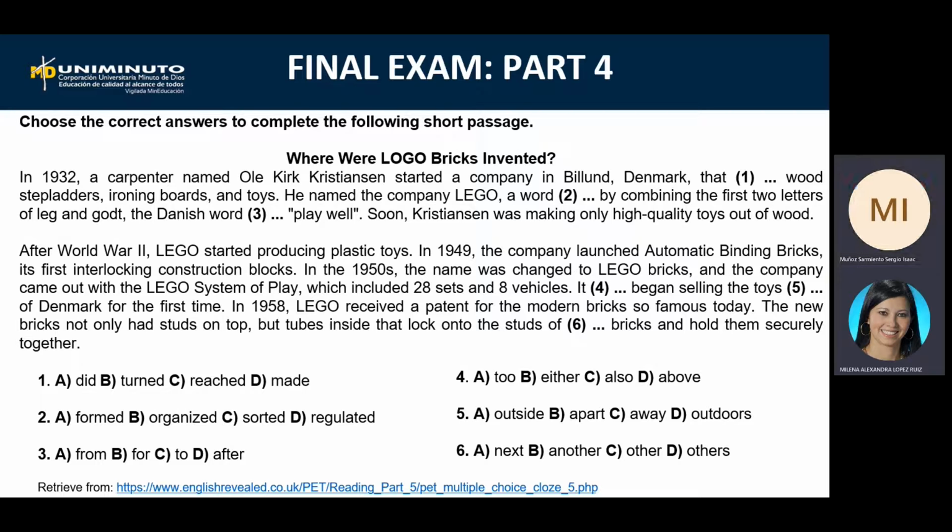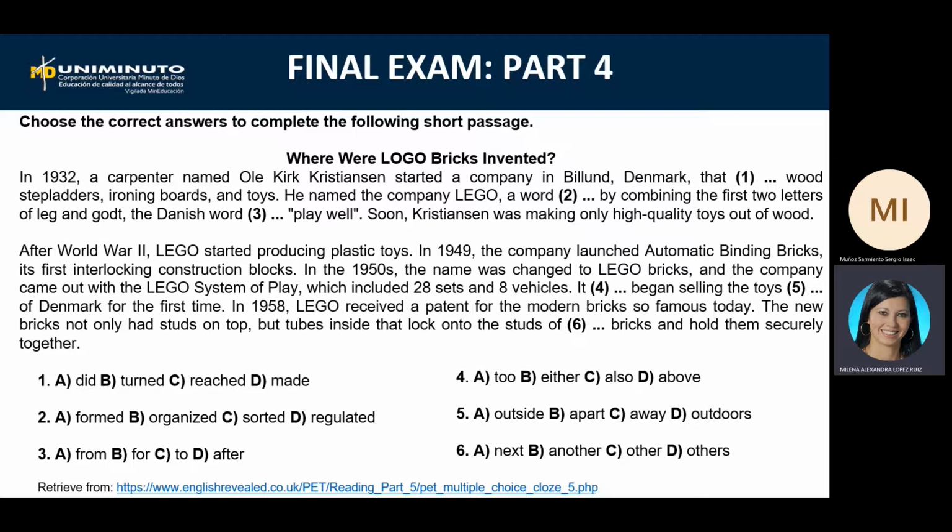And after that, the name of the company changed to Lego, and they made Lego bricks, and that was revolutionary because it was used for many things, yes, all over the world. They made all the bricks securely, with the studs and the tubes inside.